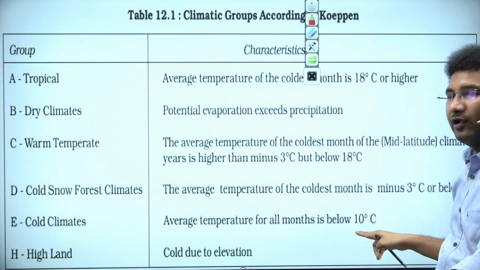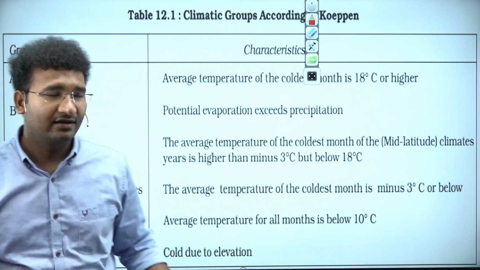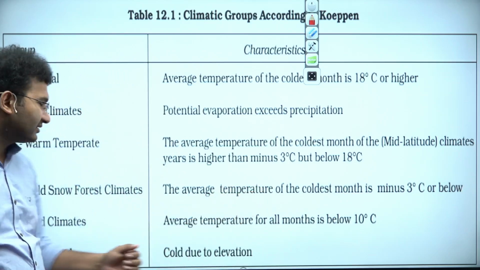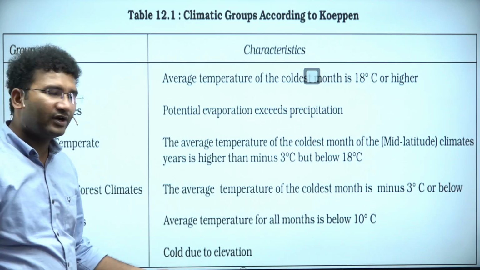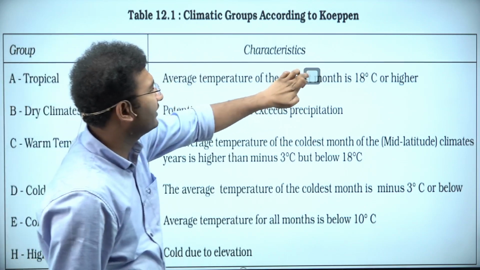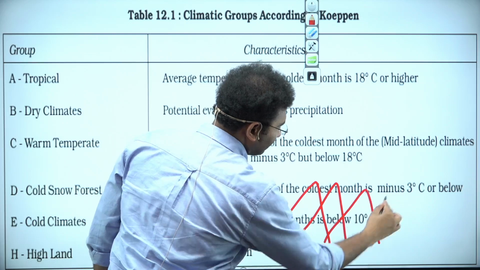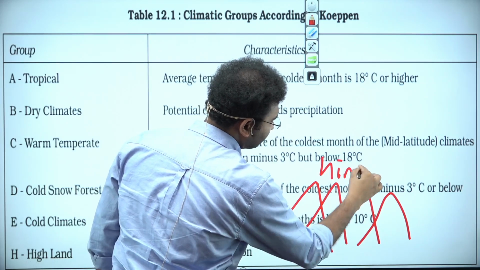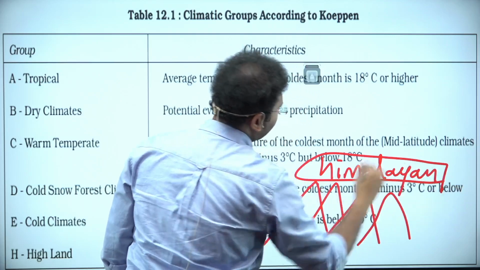Average temperature for all the months is less than 10 degrees Celsius, right? Average temperatures of all the months is less. Now he said cold type of climates. Last is highland. Highland, due to elevation, मतलब ये जो temperatures है, these highland temperatures are nothing but your mountains, which are nothing but the Himalayas, Himalayan type of temperature, right?